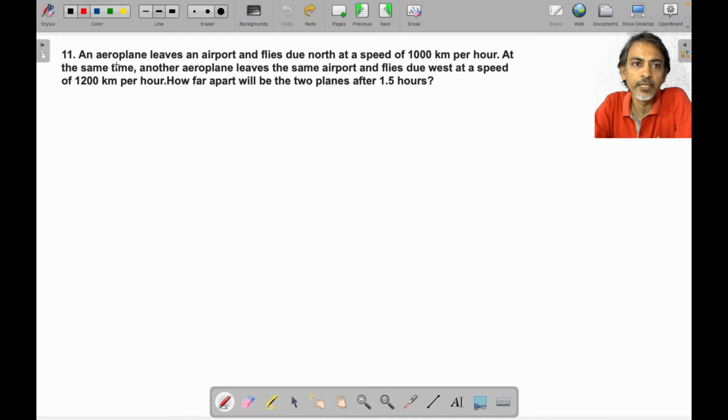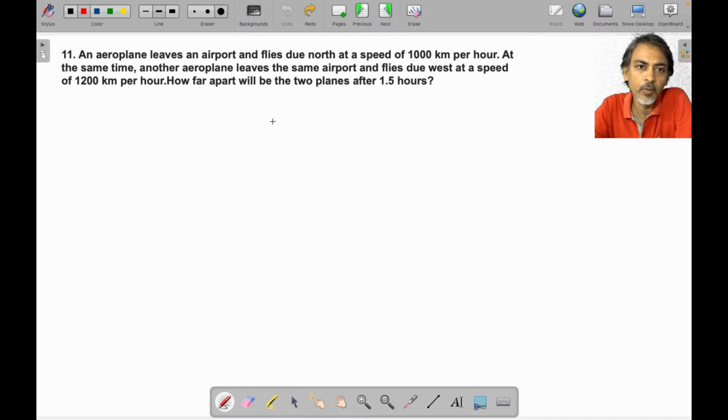It's given that an aeroplane is leaving an airport and flying due north at a speed of 1000 km per hour. At the same time, another airplane is leaving the same airport and flying due west at a speed of 1200 km per hour. How far apart will be the two planes after 1.5 hours?